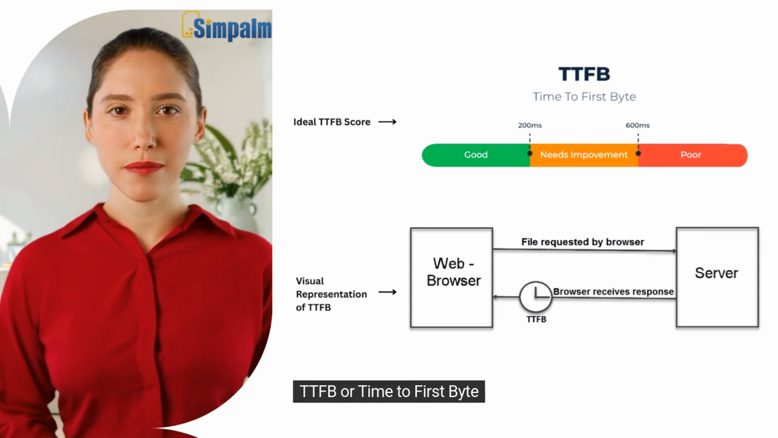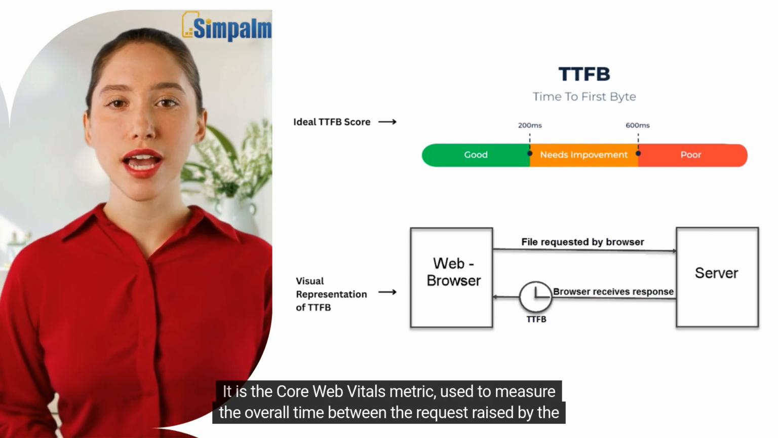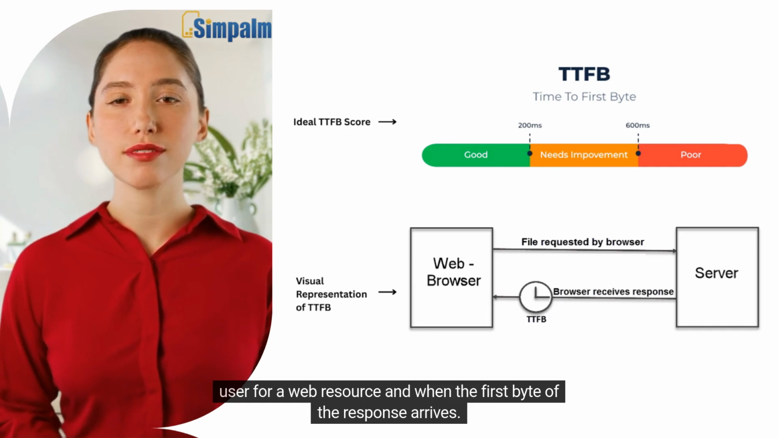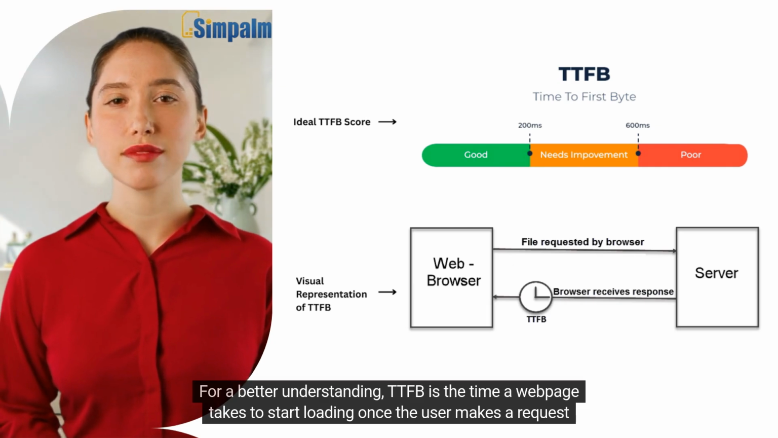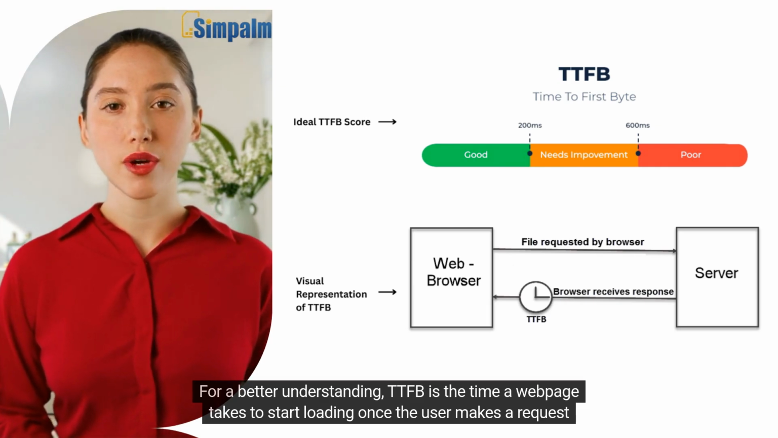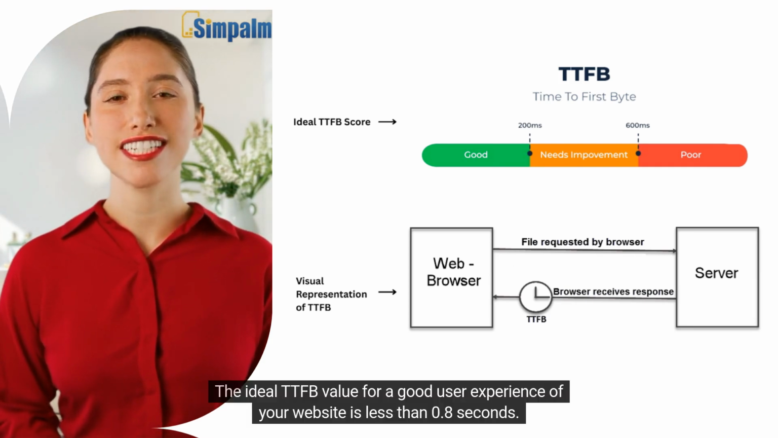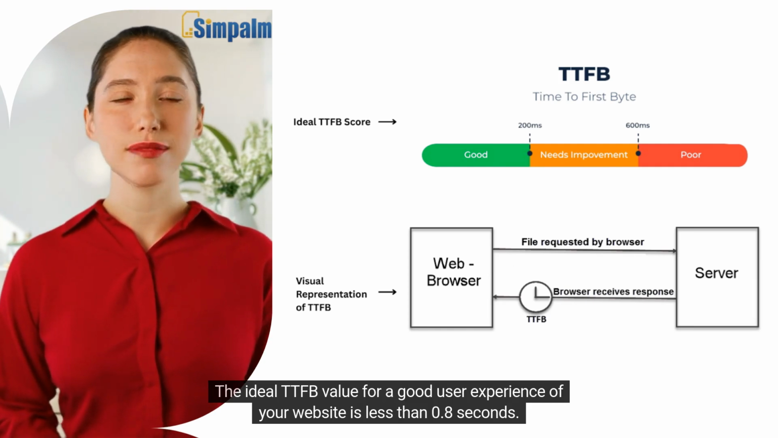TTFB, or Time to First Byte. It is the Core Web Vitals metric used to measure the overall time between the request raised by the user for a web resource and when the first byte of the response arrives. For a better understanding, TTFB is the time a web page takes to start loading once the user makes a request for it. The ideal TTFB value for a good user experience of your website is less than 0.8 seconds.